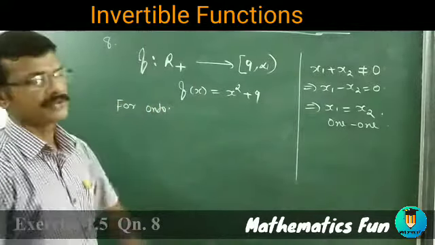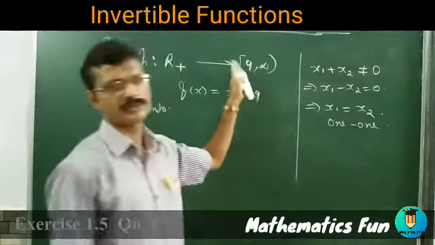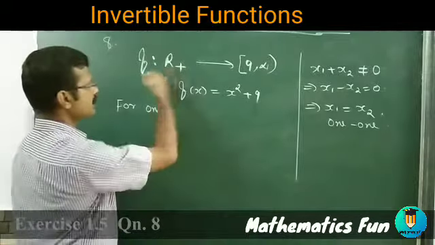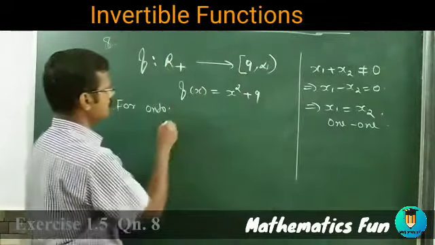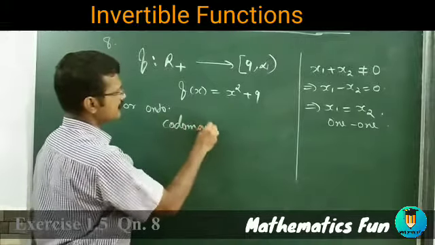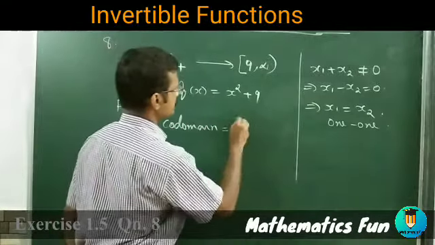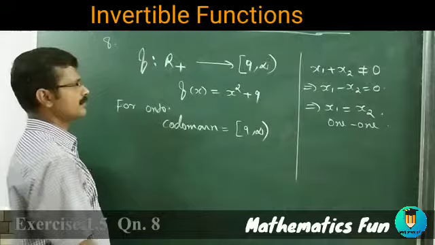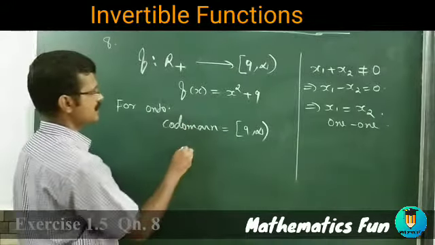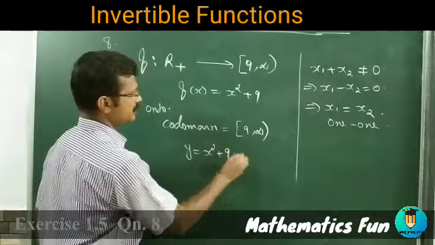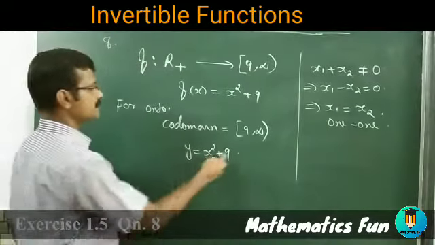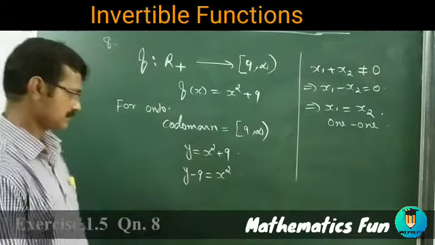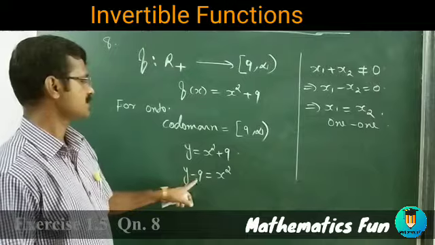For onto, if we can show codomain is equal to range, then we can say it is onto. Clearly the function is from here to this. So the codomain, first of all, is given as 9 to infinity. Now let me see what the range is. The function is given; I'm writing y is equal to x square plus 9. So from here, y minus 9 is equal to x square.